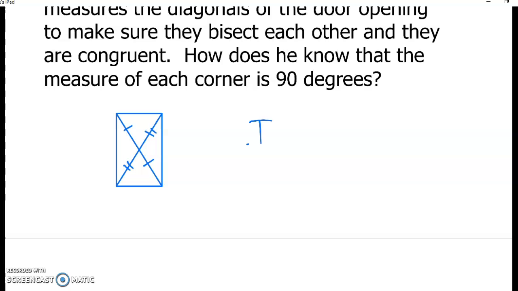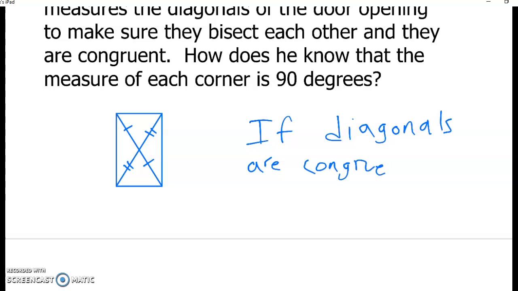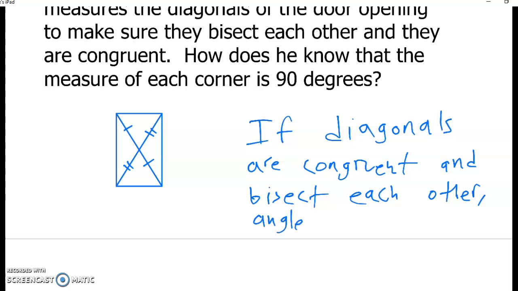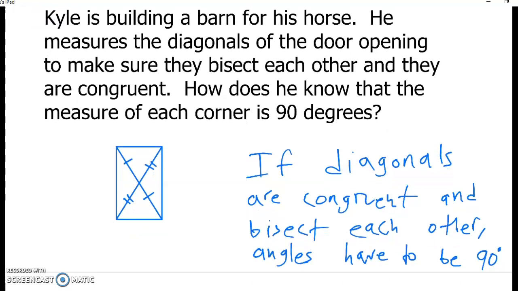So I'm going to say if diagonals are congruent and bisect each other, angles have to be 90 degrees. The reasoning is just properties of a rectangle. Let me pause that there if you didn't write all that down. Sorry for my handwriting, but that's just rolling with it.